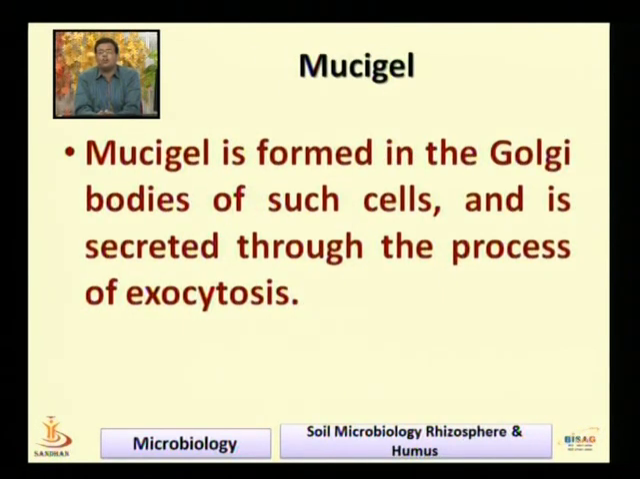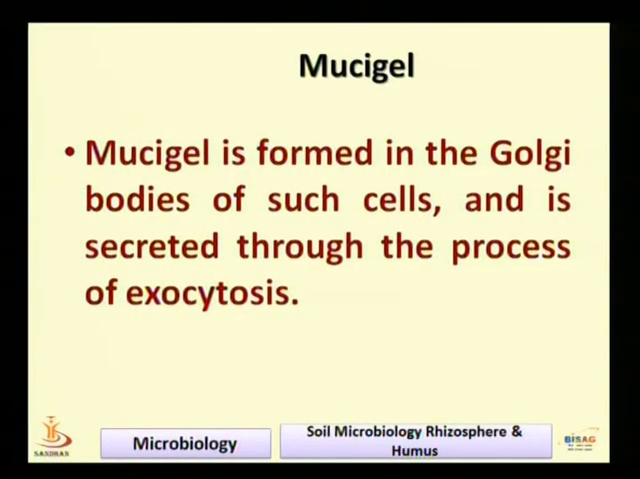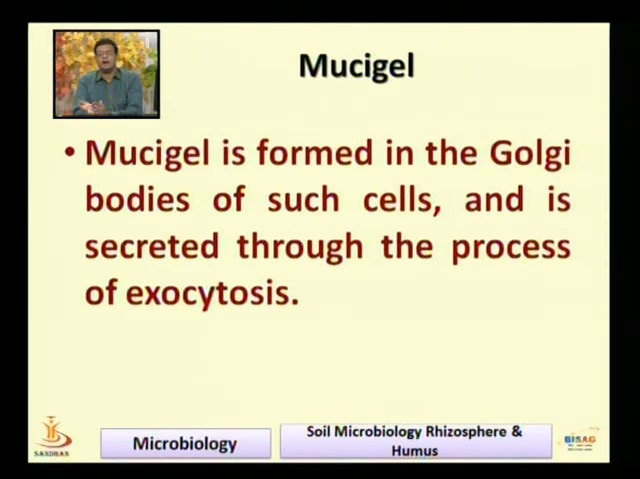Mucigel is formed in the Golgi bodies of these epidermal cells of the root cap, and later on it is secreted by the process of exocytosis. Friends, you might have heard the word GERL system, that is, the Golgi, endoplasmic reticulum and lysosome system. This system is helpful in exocytosis. Exocytosis means the movement of mucigel or polysaccharides from inside to outside the cell. So mucigel is formed inside the Golgi bodies, and it is secreted out of the cell.